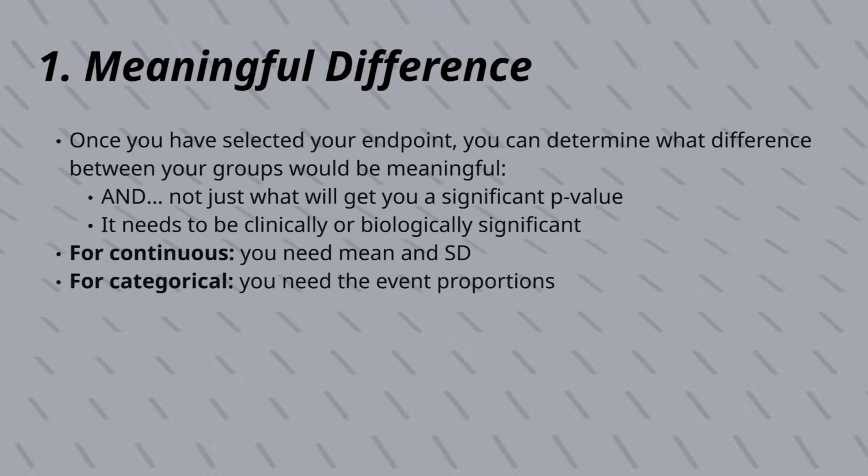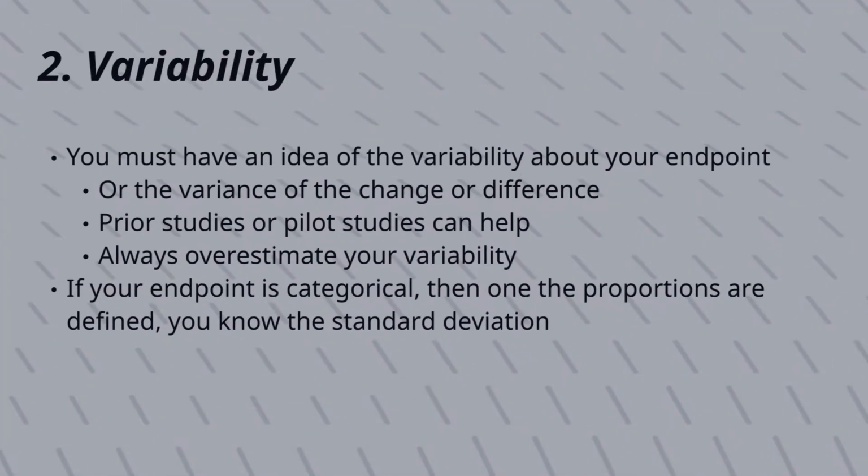For categorical variables, you need the event proportions, because when you're looking at variability, if you have a categorical endpoint, then the proportions are defined and you know the standard deviation. So defining a proportion defines the standard deviation for categorical endpoints. For continuous endpoints, you need to have an idea of the mean difference and then the standard deviation, or the variance of the change, or the variance of the difference. Prior studies or pilot studies can help you with all of these estimates, and you always want to overestimate your variability when you can.